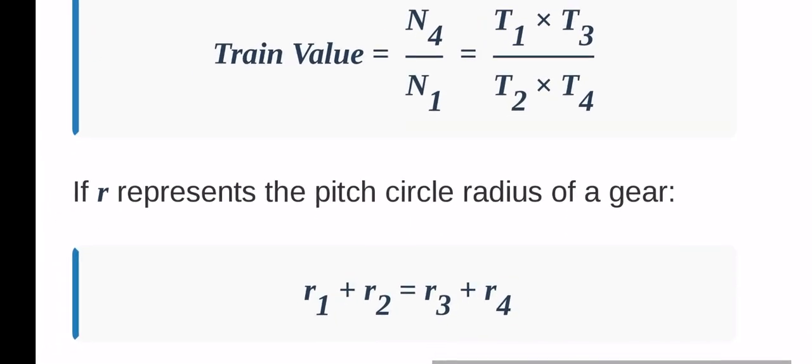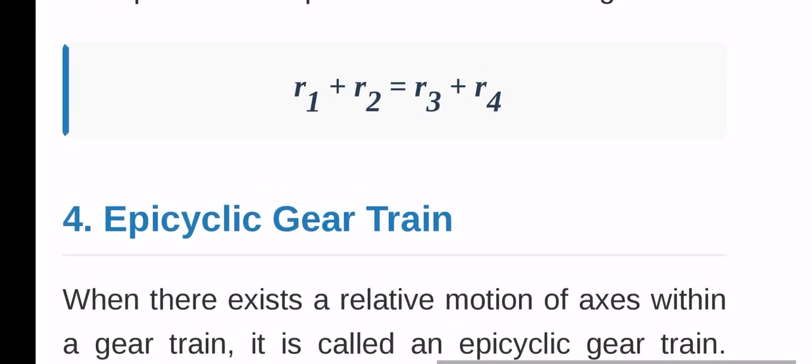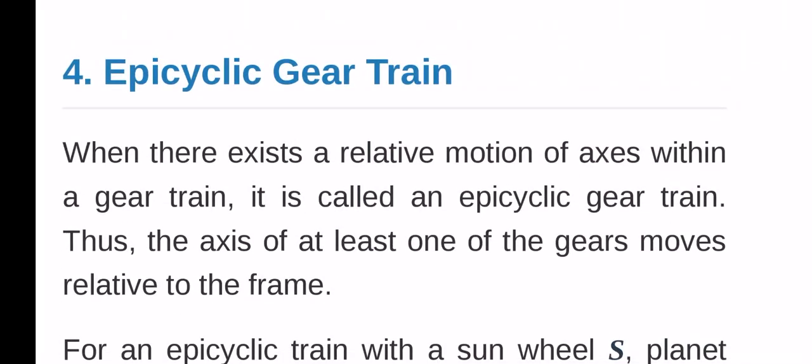If r represents the pitch circle radius of a gear, r1 plus r2 is equal to r3 plus r4. Epicyclic gear train. When there exists a relative motion of axes within a gear train, it is called an epicyclic gear train. Thus, the axis of at least one of the gears moves relative to the frame.